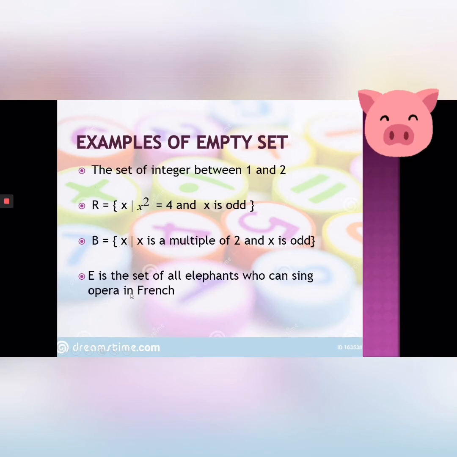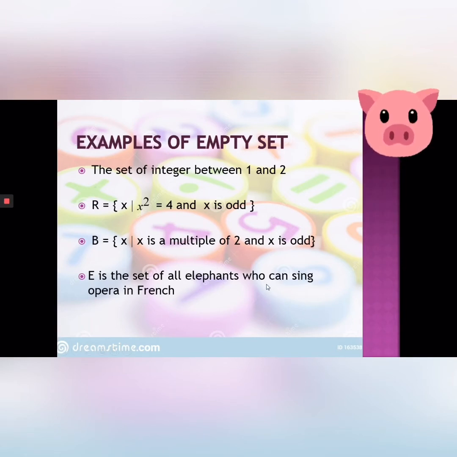Next, set E is the set of all elephants who can sing opera in French. Now in this example, we did not apply numbers or mathematics, but it applied a real world situation. So you know already elephants, who can sing opera in French. Definitely an elephant cannot sing an opera in French. So definitely this is an empty set.